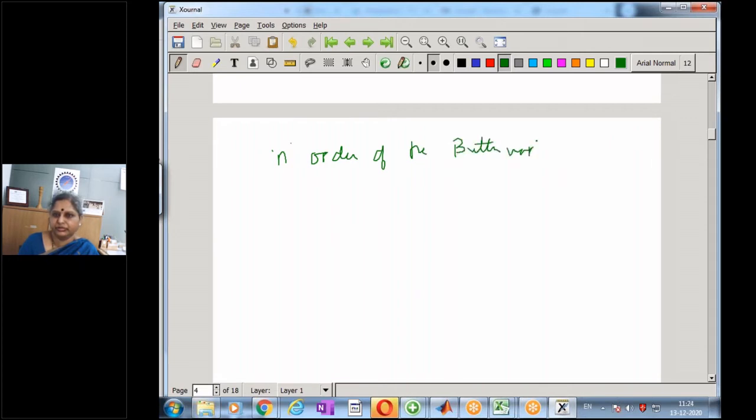The order of the Butterworth filter, that is, given the frequency specifications. Because once we get the order, we know how to get the transfer function. So how to get the order of the Butterworth filter? Let us see. To get the order, we need the frequency specifications to be given at least at 2 frequencies.